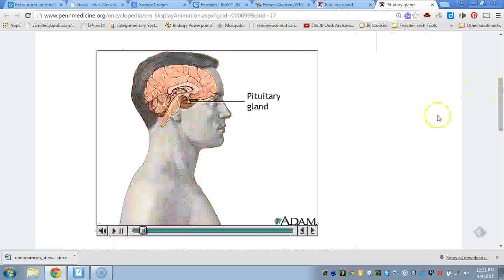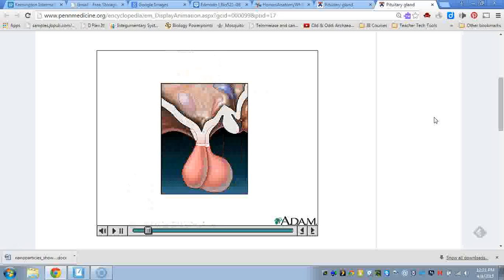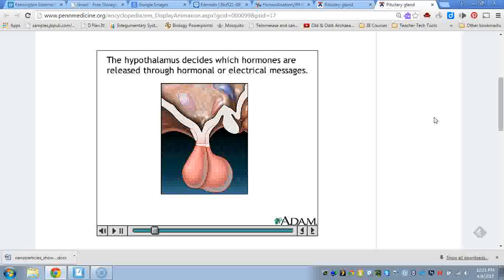The pituitary gland, protected deep within the middle of the head, is often referred to as the master gland of the body, since it regulates many activities of other endocrine glands. Let's take a closer look at an enlarged view. Located above the pituitary gland is the hypothalamus. The hypothalamus decides which hormones the pituitary should release by sending it either hormonal or electrical messages.